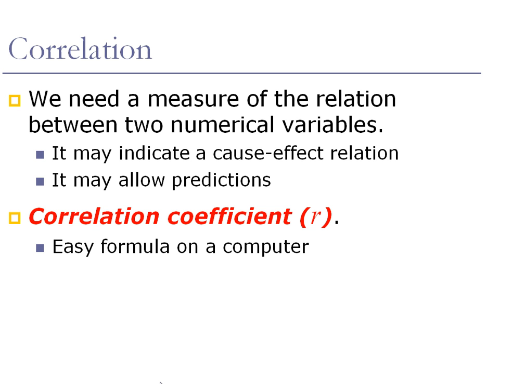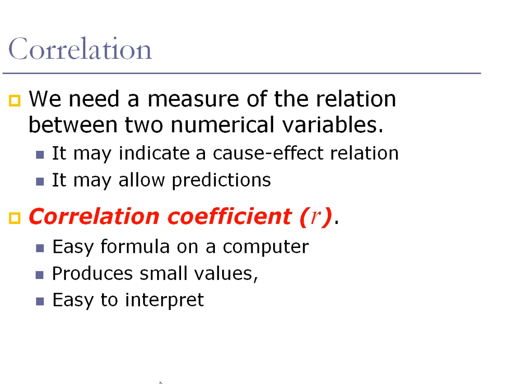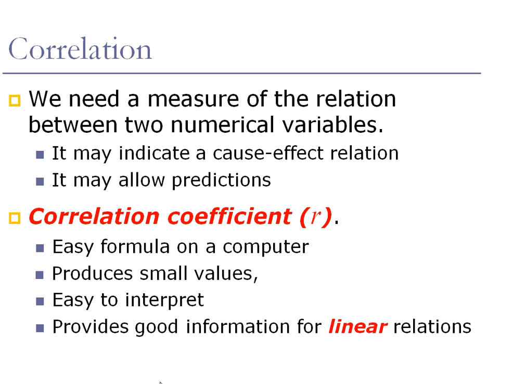I'm not going to show you the formula. You can look it up in the book if you're interested. But it's a very simple formula, and it's easy to program. The other thing is it produces small values, as we're going to see in a minute, and therefore it's easy to interpret. But it's also easy to make a mess without it. It also provides very good information as long as the relationships are linear, and this is going to be a key point that we're going to come back to over and over later.